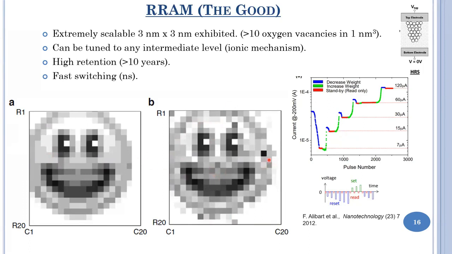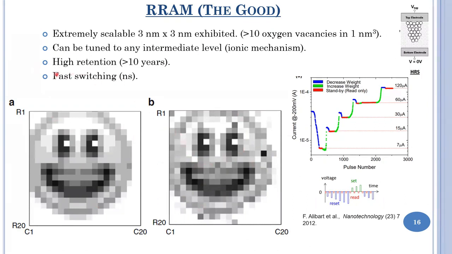However, there is this mole on the face of the smiley, which is not present here. This mole is nothing but a device which was stuck in its off state and was not working. So you can map any pattern precisely onto this kind of RRAM crossbar, which is really helpful, and we'll discuss later how exactly we map it. Any weight value or any input value can be mapped in terms of the conductance states of this RRAM. That is the main message that I wanted to give you.